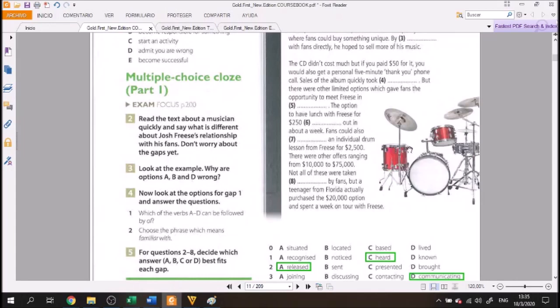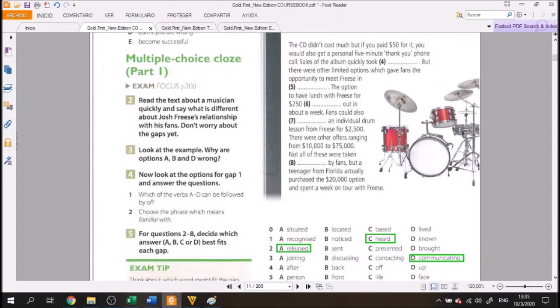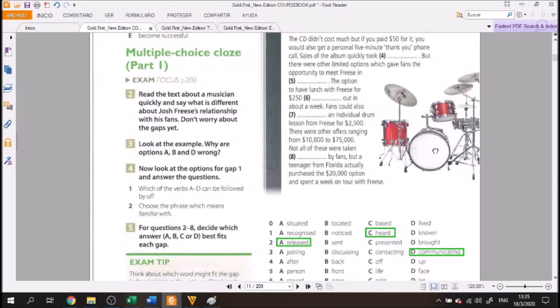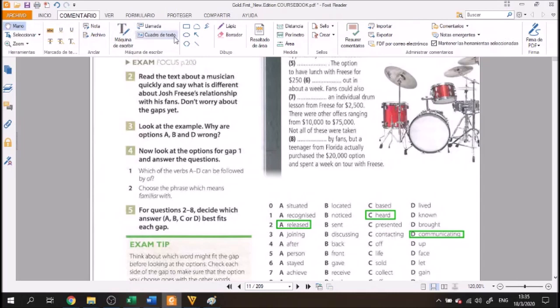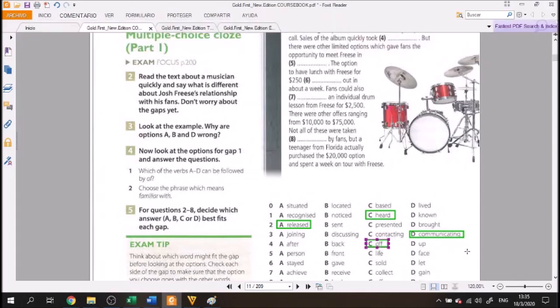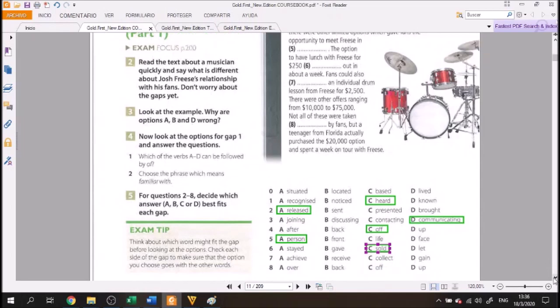The CD didn't cost much, but if you paid $50 for it, you would also get a personal 5-minute thank you phone call. Sales of the album quickly took what? Yes, took off. Despegaron, they took off. But there were other limited options which gave fans the opportunity to meet Frizz in person. The option to have lunch with Frizz for $250 what out? Sold out, very good, no more tickets. Sold out in about a week.